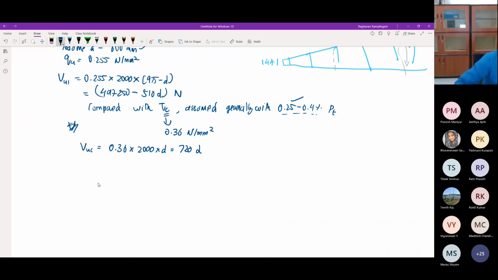So again, this and this can be compared. This is the actual acting shear force. This is the shear resistance of the concrete with the reinforcement. So just making this comparison, 497,250 minus 510d with 720d, I will be able to get that d should be greater than or equal to 404 mm.